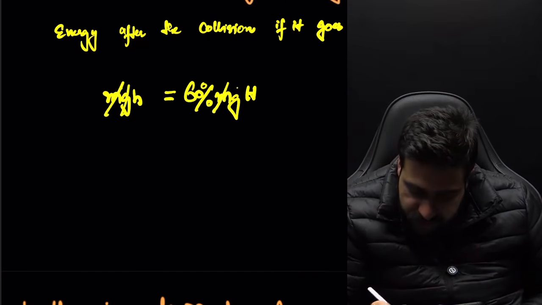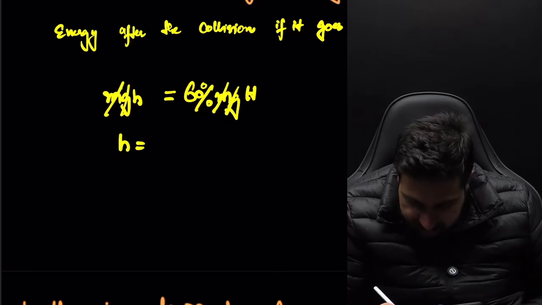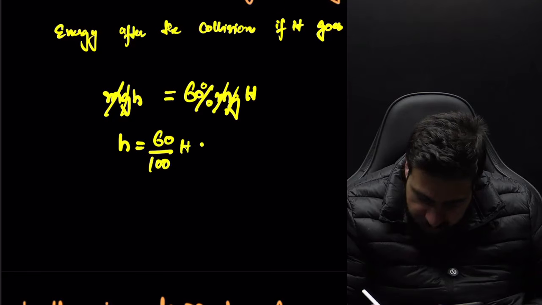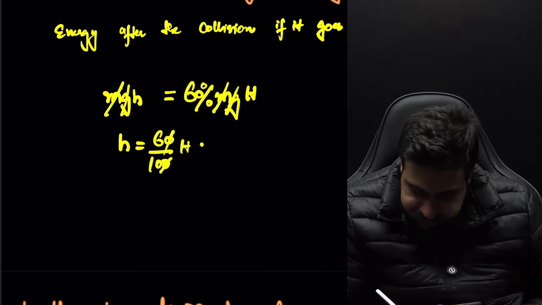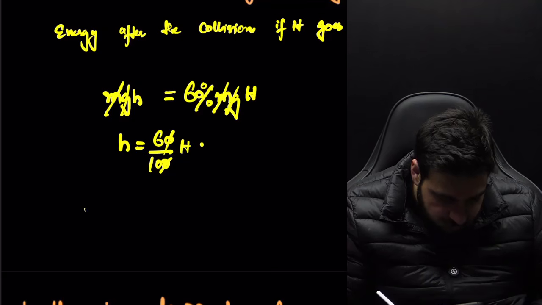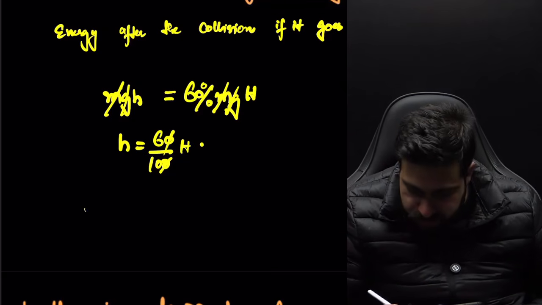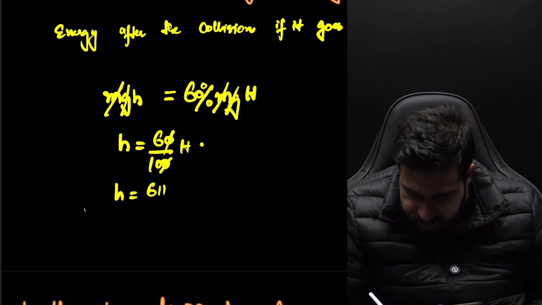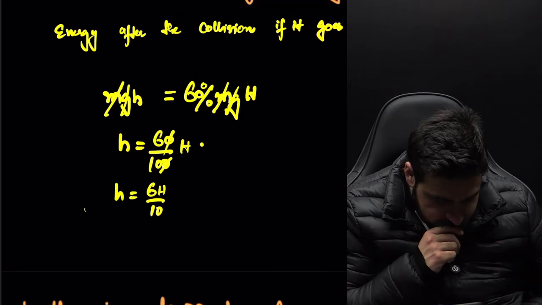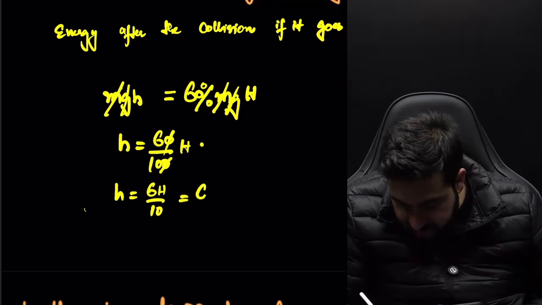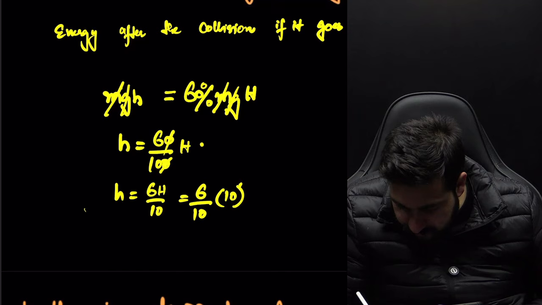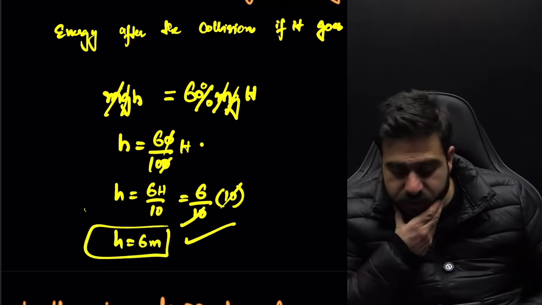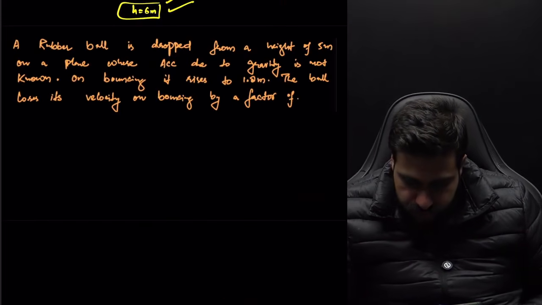M and M will cancel, g and g will cancel. So this height will be 60% of H. 60% means 60 by 100 into H, so 6 by 10 into H. Now what is the value of H? H is 10. So 6 divided by 10 into 10, the 10s cancel, so it is 6 meters.